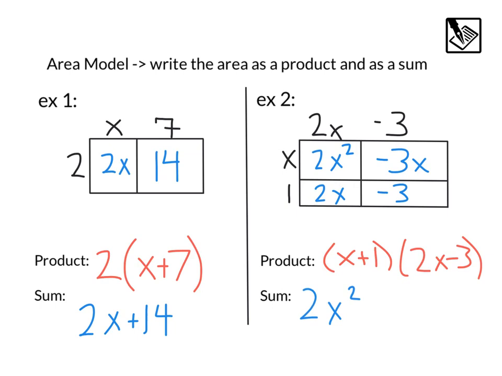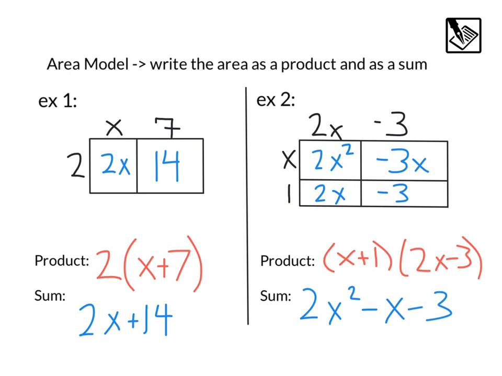Then I notice that we have a negative 3x and a 2x. Since those are like terms, we can combine those. Negative 3x plus 2x would be the same as minus 1x. And lastly, we have this negative 3. There's no like terms with that, so we can just tag that on to the end. Minus 3. These area models are helpful for us to visualize how we can multiply polynomials.